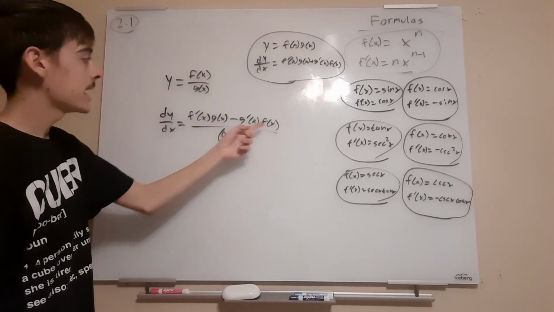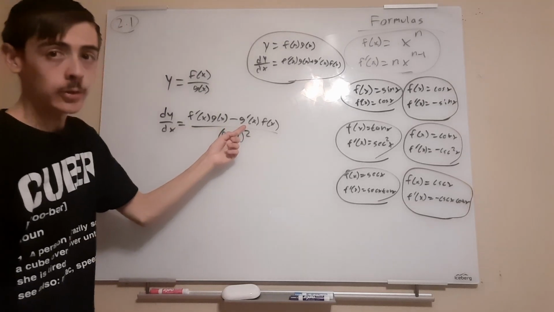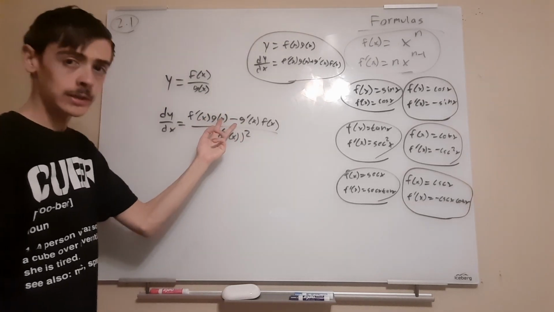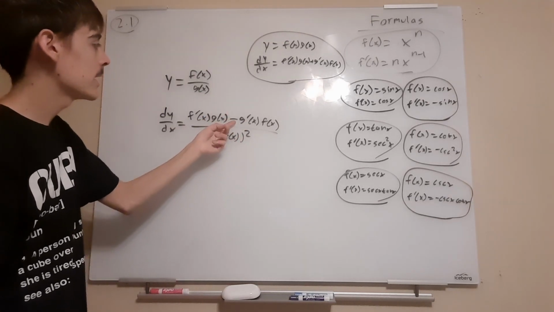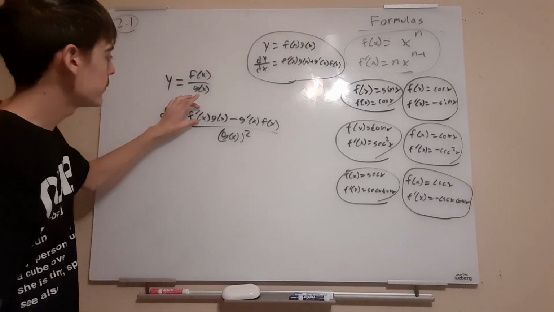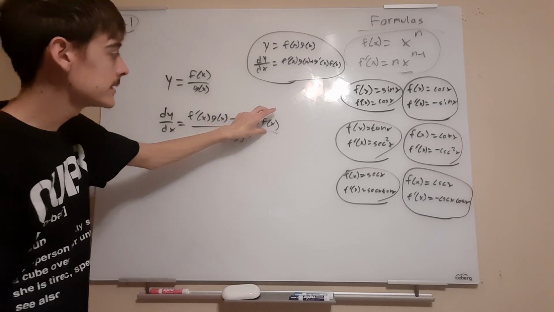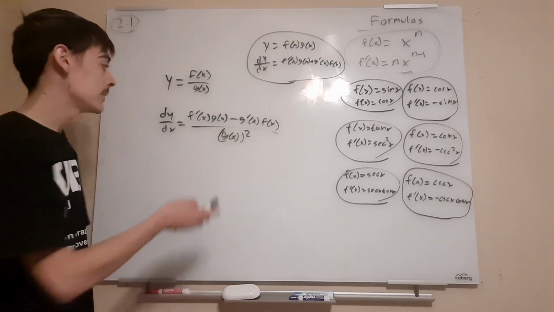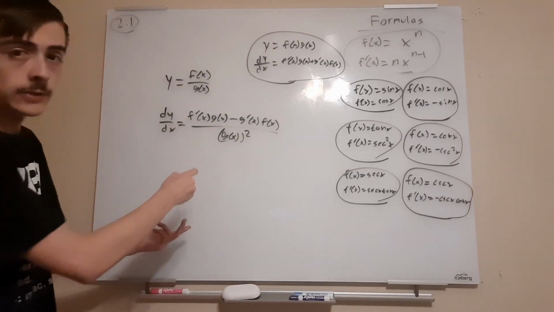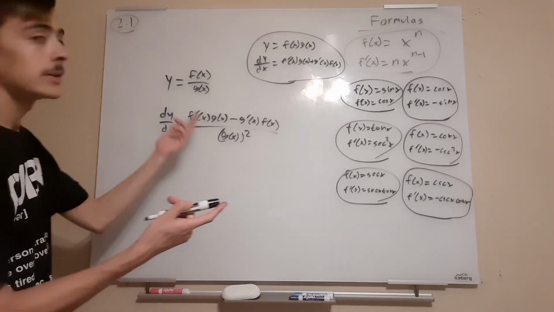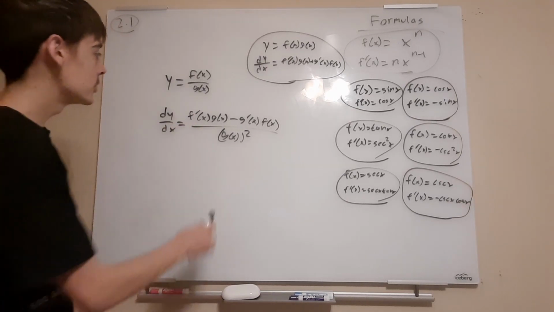The first function times the derivative of the second function. The only difference is instead of adding these two things together, in this case we're going to subtract. So we do derivative of the first times the second, and then minus derivative of the second times the first. And then just for some reason we have to divide by the second function squared, but that's just there, you've just got to memorize that.